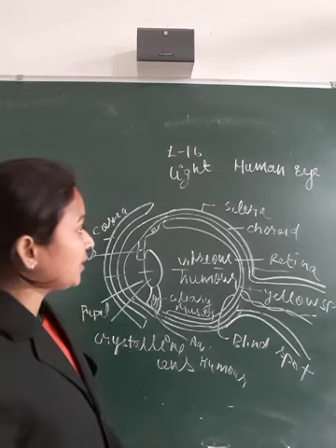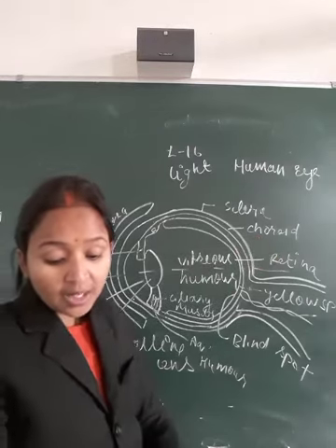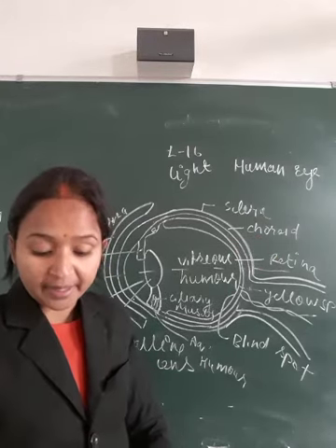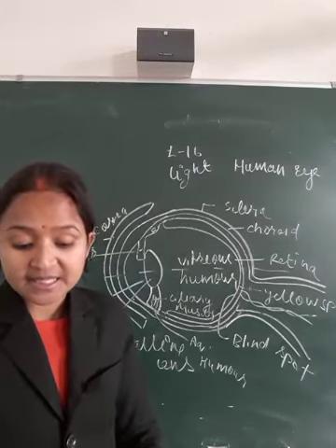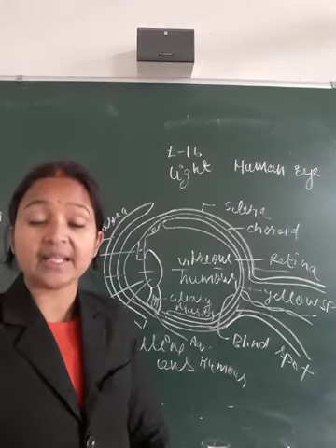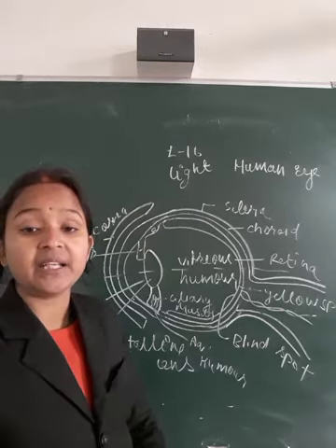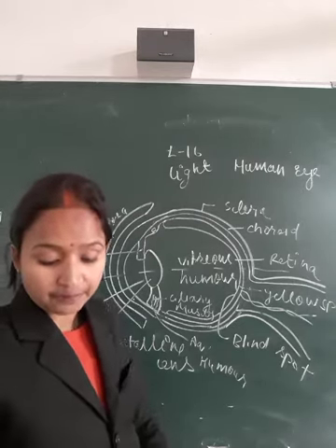Third one is the choroid. Here you can see in the diagram choroid, and it is the grey membrane attached to the sclera from the inner side. Its function is to darken the eye from inside and thus prevent any internal reflection.